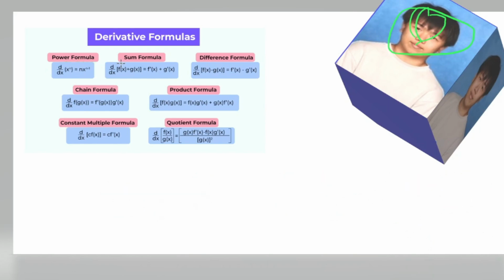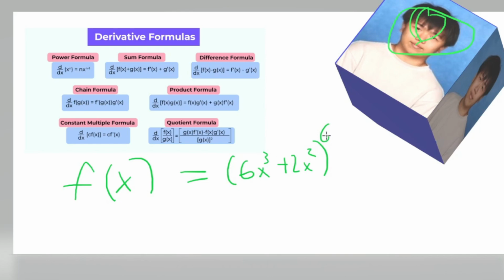Okay. Next rule, chain rule. Let's say you had a function like 6x squared plus 2x cubed, squared, what the hell am I saying, to the 6. Now, first of all, I'll talk about the sum rule, and then it'll correlate to this one. So, let's just focus on the 6x cubed plus 2x squared.